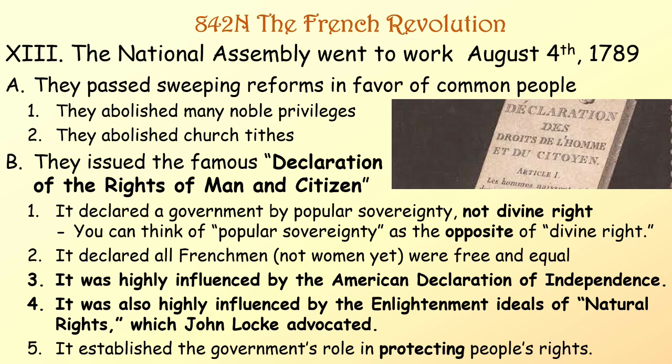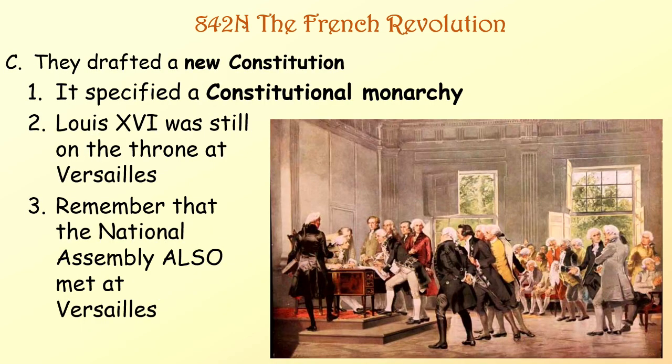It was highly influenced by the American Declaration of Independence, and it was also highly influenced by the Enlightenment ideals of natural rights, which John Locke had advocated, and we've studied all about that. It established the government's role in protecting people's rights. The National Assembly drafted a new constitution, and it specified a constitutional monarchy, and that meant that Louis XVI was still the king. He was still on the throne at Versailles. And remember that the National Assembly also met at Versailles.